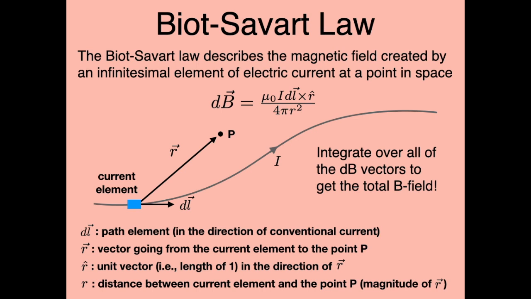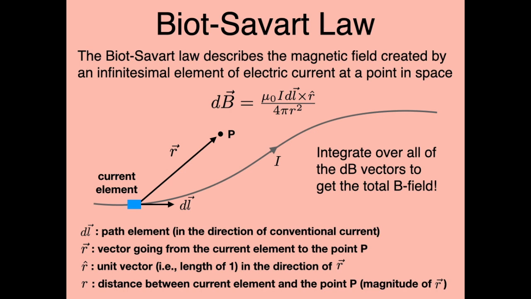Okay, also in this diagram, you have this vector r. It points from that current element to the point P. So point P is where we're trying to calculate the magnetic field. And r just takes you from the current element to the point in space P where we want to calculate the magnetic field. Okay, now r hat is a unit vector. Whenever you see a little hat on top of a vector, that means it's a unit vector. It has length 1, in other words. And which direction is this pointing? Well, it's just pointing in the direction of r. So it's a unit vector which takes you from the current element to the point P.